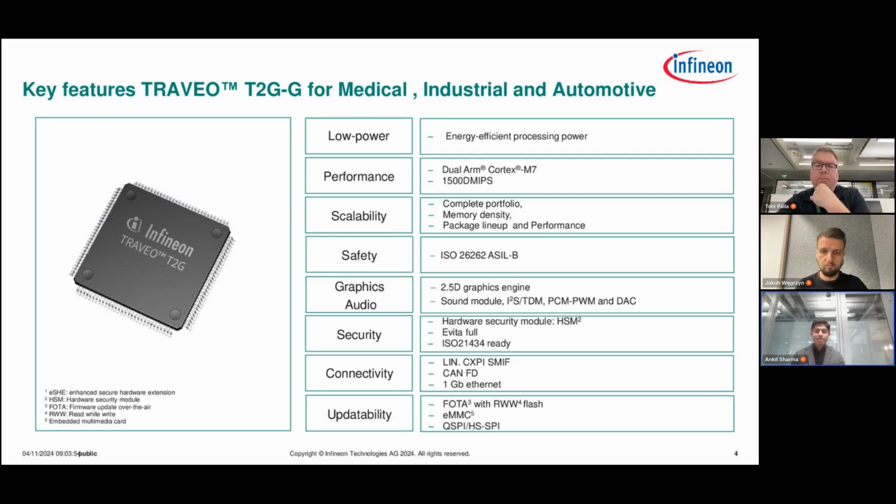In terms of connectivity, it has different connectivity options like the serial memory interface, which you can configure into octal, dual, and quad SPIs, CAN-FD, as well as 1 gigabit Ethernet. Updatability: it has true over-the-air capability with the read-while-write feature and the combination of HSM. It also has an interface for eMMC, and as I mentioned, it also has quad SPI, high speed SPI.